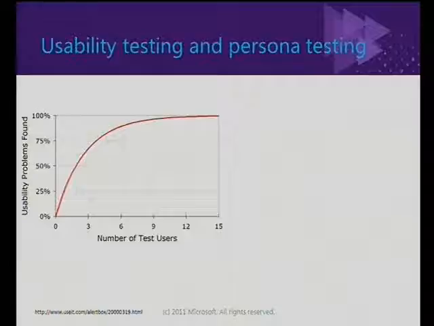The formula doesn't make a whole lot of sense to me. I like the pretty pictures version a little bit more. Basically what it does is it talks to you about, as you run usability testing with more and more users, how many usability problems or the percentage of usability problems that you're going to find.